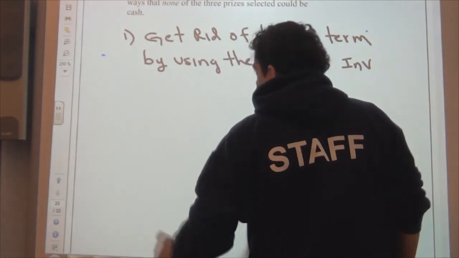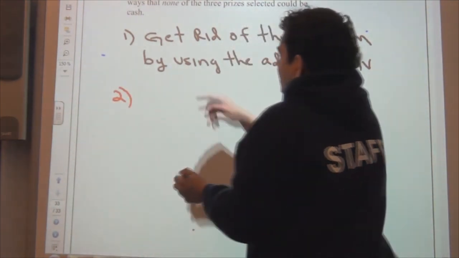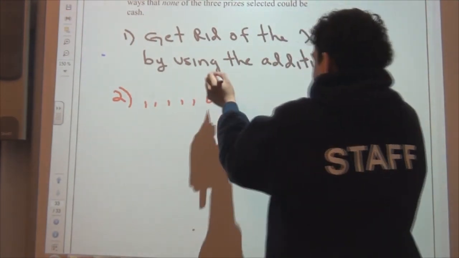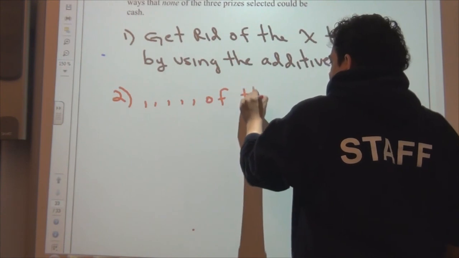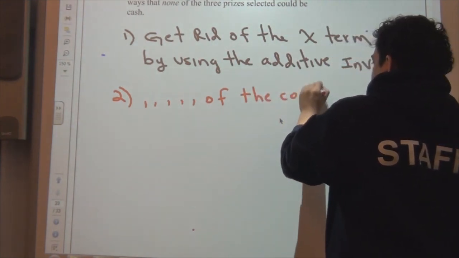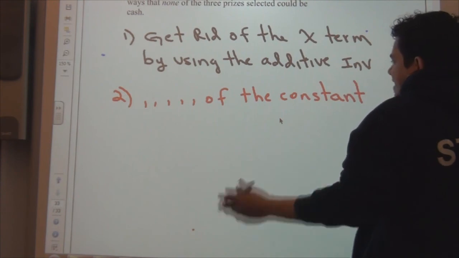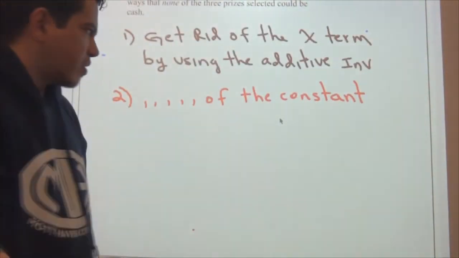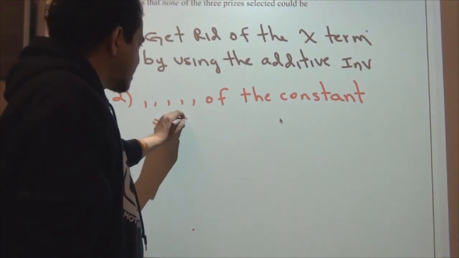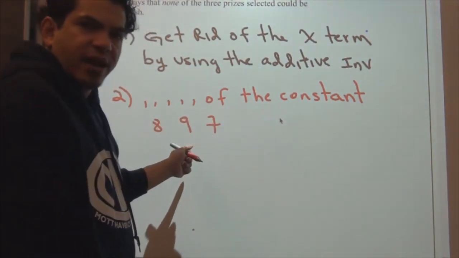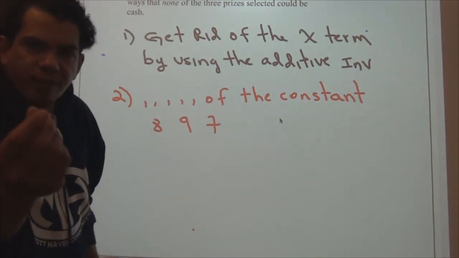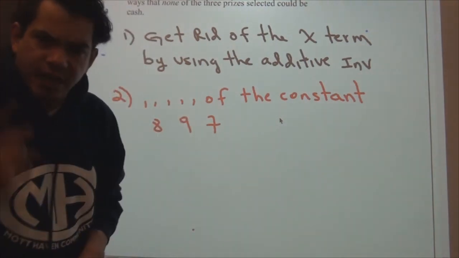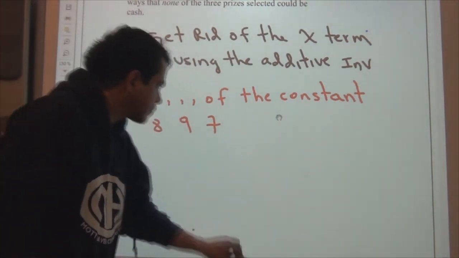The second thing I want to tell you is, once again, get rid of the constant. Okay, that's it. I lost you, right? Yeah, I knew I was going to lose you. The constant is nothing more than a regular number, like 8, like 7, like 9. That's what a constant is. Just a number without a variable. A number without a variable is a constant. Got it? Okay then.